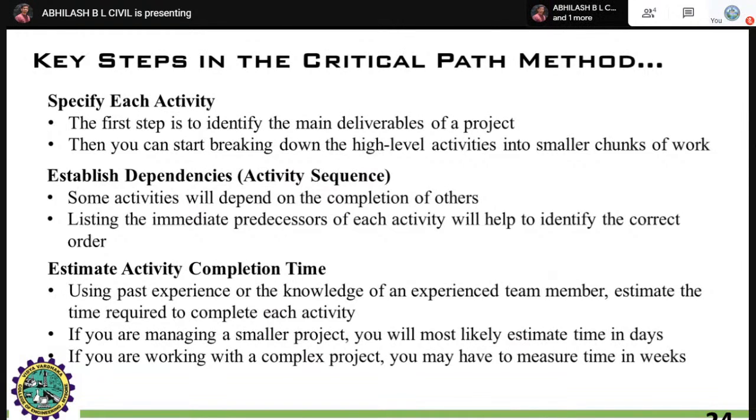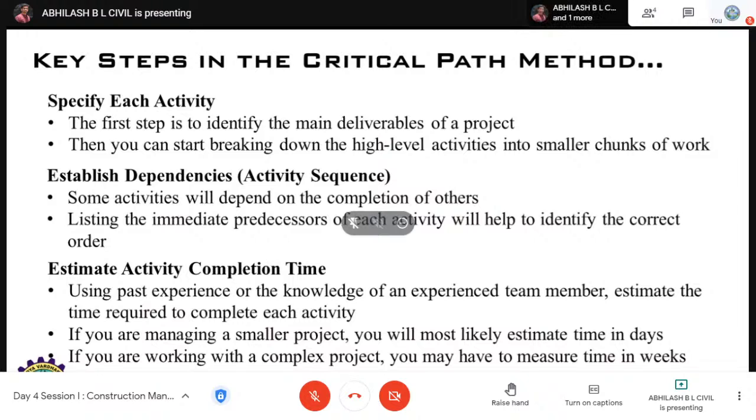Next, think the same. If you are managing a smaller project, you will most likely estimate time in days. If you are working on a complex project, you may have to measure times in weeks, not in days, hours, or minutes. You have to always measure in larger time units in an overall big project.